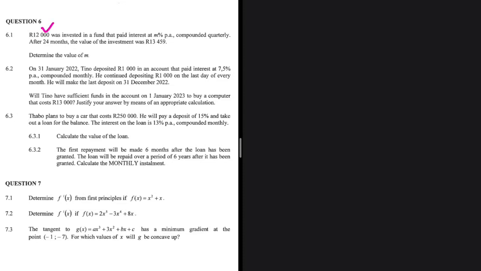12,000 was invested in a fund that paid interest at M% per annum, compounded quarterly. After 24 months, the value of the investment was 13,459. Determine the value of M. Let's go ahead and dissect the information we have. Our principal amount is 12,000 and our accumulated amount is 13,459. Our interest is what we're supposed to find, M%, which is just M divided by 100. It is compounded quarterly. Right, we know what to do with that information.